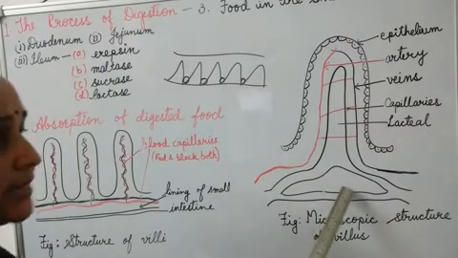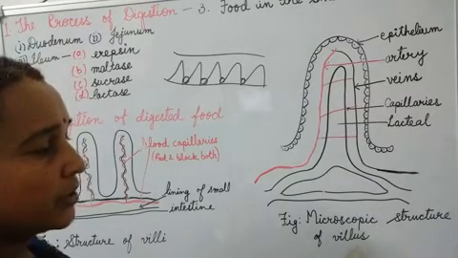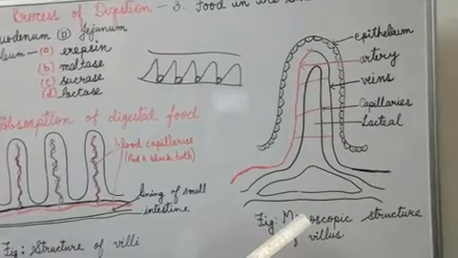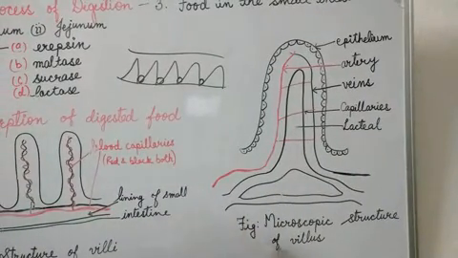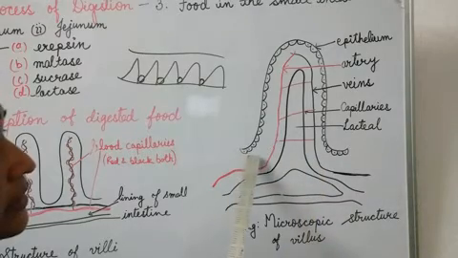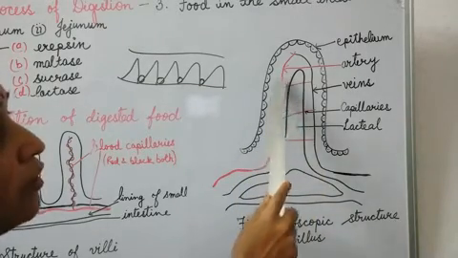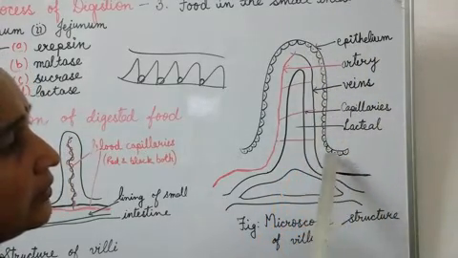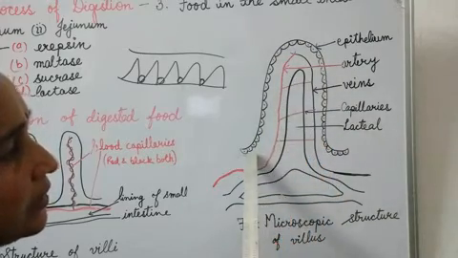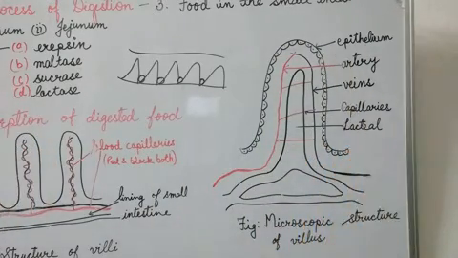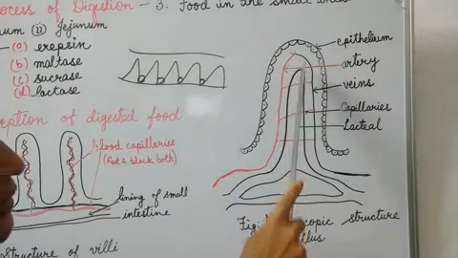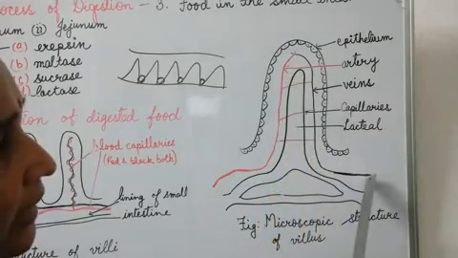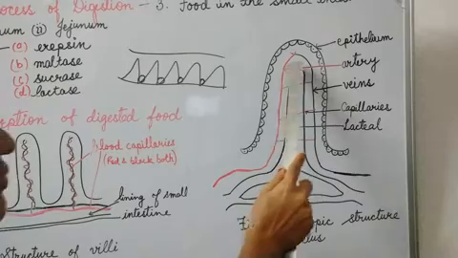So, here is the diagram of the microscopic structure of villus. In this, we will study in detail about it. Each villus has the inner, single and thick lining of epithelium cells. This black color, outermost inner lining, is showing the epithelium cells. Next to it, on the inner side, here is the red color line and here is the black color line.